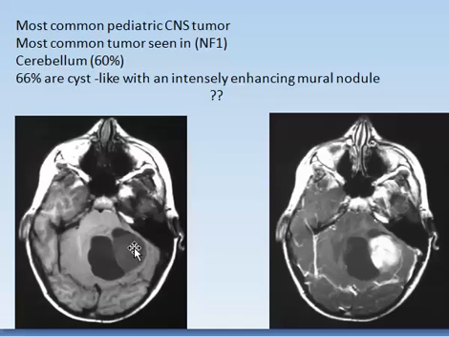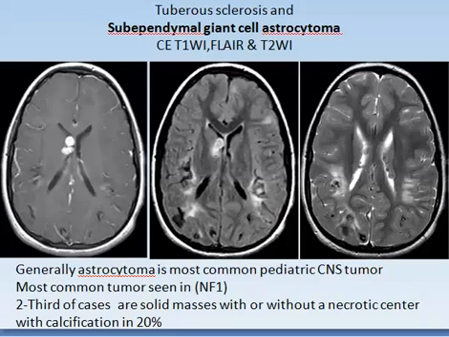66% is a cyst with large enhancing mural nodule. This is astrocytoma. In tuberous sclerosis, we have subependymal astrocytomas appearing as small tubers along the subependymal lining, like this one, like these two, and here as nodular projections into the lateral ventricles. These are characteristic of tuberous sclerosis, subependymal giant cell astrocytoma. This is contrast enhanced T1.